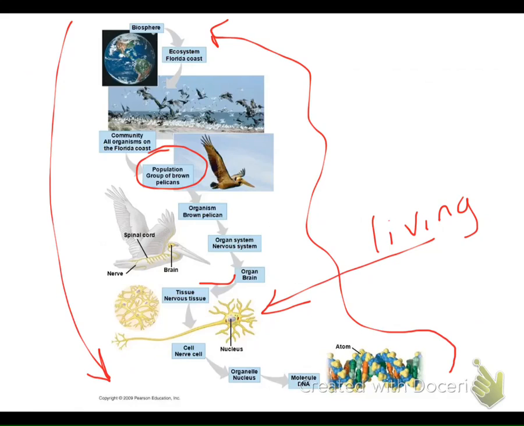From population, we move up to community. And community consists of all the living organisms in a particular area. Not only the brown pelican, but everything else. Other birds, a hippopotamus. I guess you wouldn't find a hippopotamus with a brown pelican, but perhaps. Anyway, a community are all the living organisms. And please don't forget that plants are living organisms too.